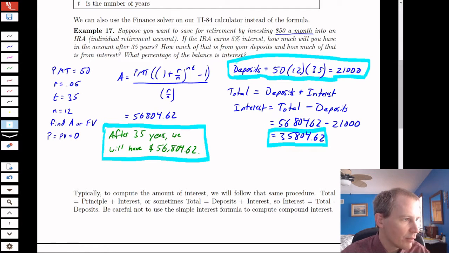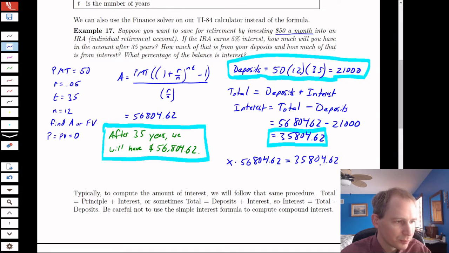Okay. And then the last question, what percentage of the balance is interest? So I just want to find out what percentage of my balance of 56,804 is 35,804.62. Okay, so we've answered this question in unit one. What percent of the balance, so x times 56,804.62 is, means equal, and then the interest, 35,804.62. So if I want to find x, I'm going to divide both sides by the 56,804.62. Okay, so same technique that we had back in section one. You translate to a math equation and then solve it.